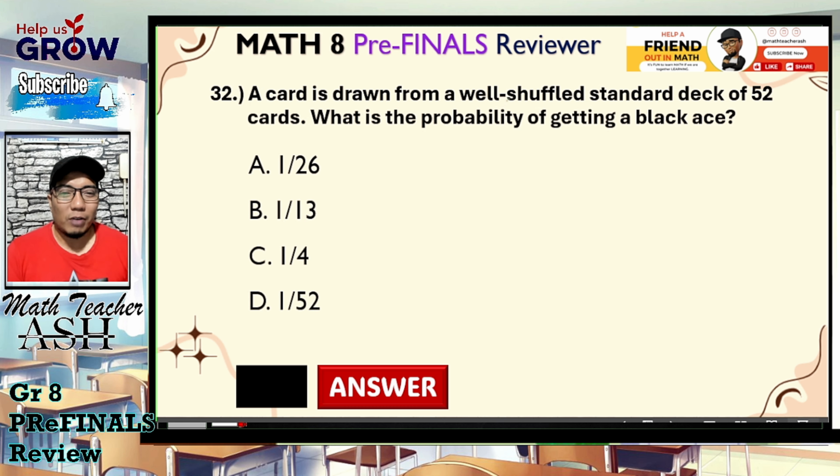A card is drawn from a well-shuffled standard deck of 52 cards. What is the probability of getting a black ace? Is it A, 1 out of 26, B, 1 out of 13, C, 1 out of 4, or D, 1 out of 52? I'll give you 5 seconds to think about your answer.